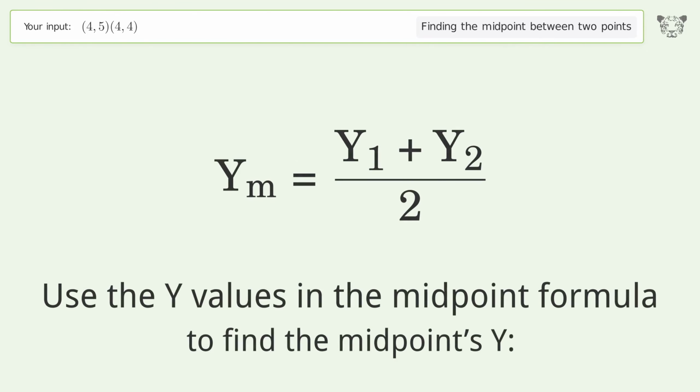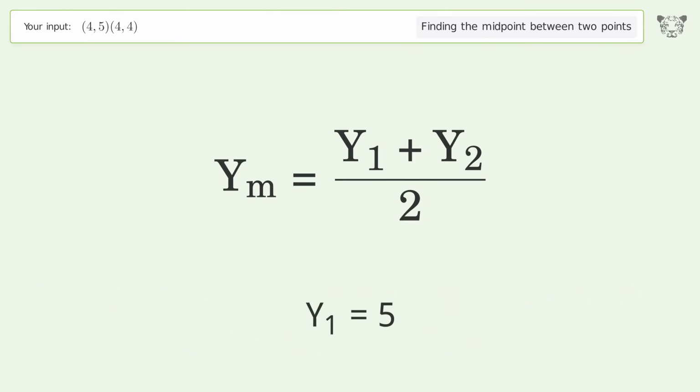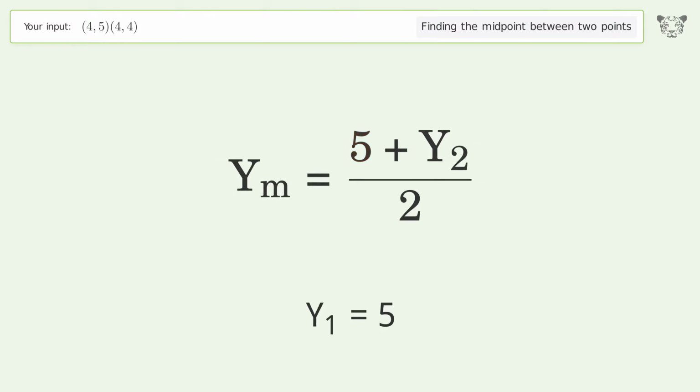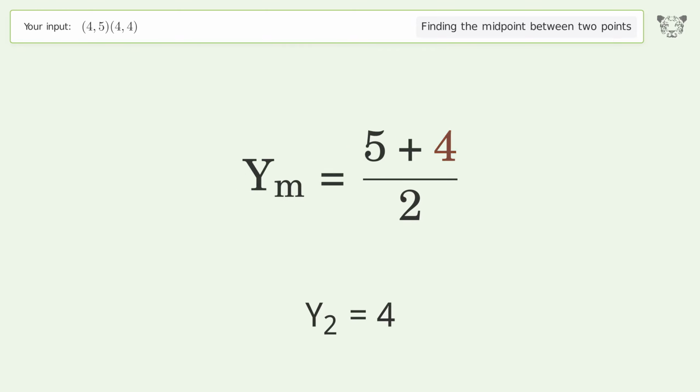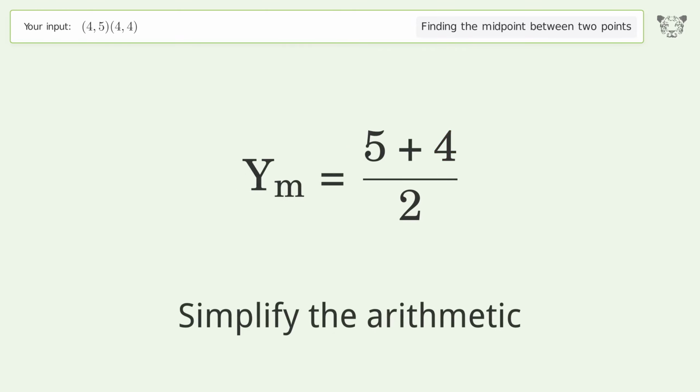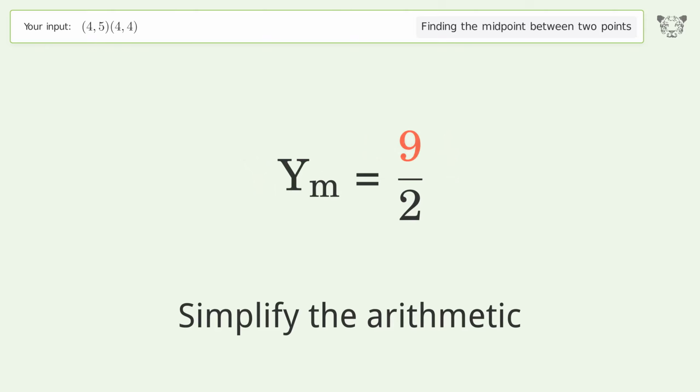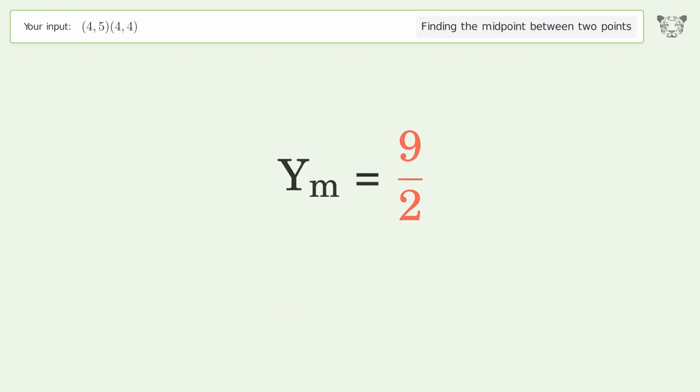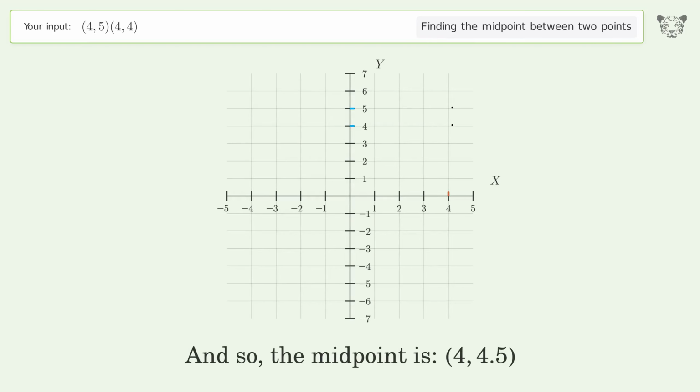Use the y values in the midpoint formula to find the midpoints y. y1 equals 5. y2 equals 4. Simplify the arithmetic. And so, the midpoint is 4.5.